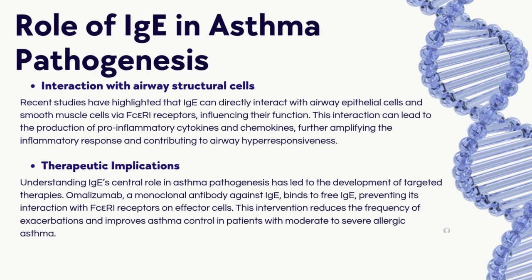The last two roles of IgE in asthma pathogenesis include the interaction with airway structural cells. Recent studies have highlighted that IgE can directly interact with airway epithelial cells and smooth muscle cells via Fc epsilon receptor 1, influencing their function. This interaction can lead to the production of pro-inflammatory cytokines and chemokines.